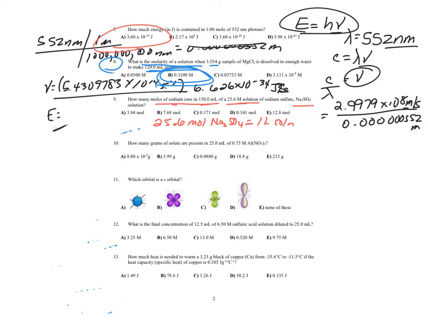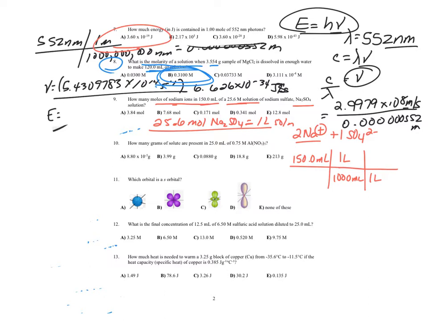Okay, so it's asking how many moles of sodium ions. So this breaks up into 2 sodium ions plus 1 sulfate ion. Okay, so there's your ion. So they want to know how many moles of sodium ions. So you're given 150 milliliters, and there's 1,000 milliliters for 1 liter. And then you're going to use this conversion factor. For 1 liter, you have 25.6 mole, but that's of sodium sulfate. For 1 mole of sodium sulfate, you have 2 moles of sodium ion. And then when you do that math, you see that the answer is 7.68 mole.